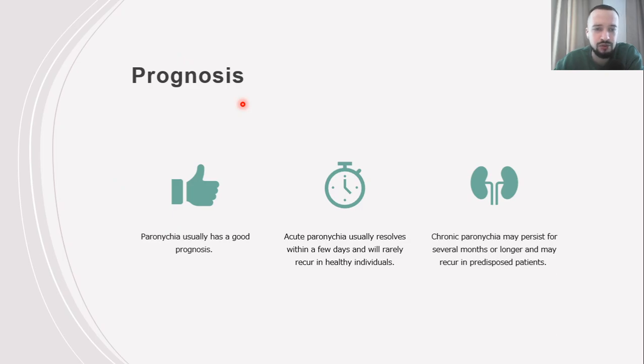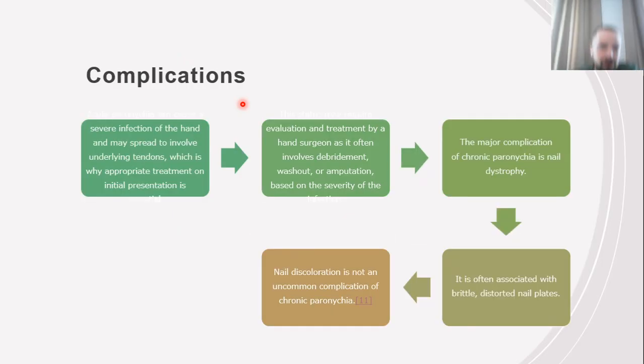Prognosis. Paronychia usually has a good prognosis. Acute paronychia usually resolves within a few days and will rarely recur in healthy individuals. Chronic paronychia may persist for several months or longer and may recur in predisposed patients. Acute paronychia can cause a severe infection of the hand and may spread to involve underlying tendons, which is why appropriate treatment on initial presentation is essential. This may require evaluation and treatment by a hand surgeon, as it often involves debridement, washout, or amputation, based on the severity of the infection.